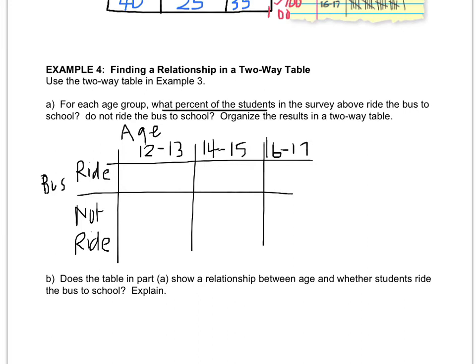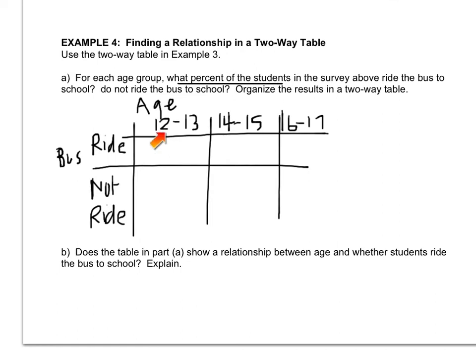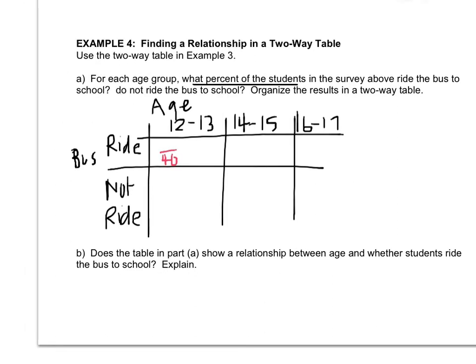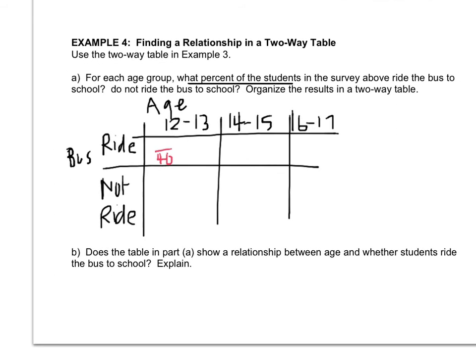What percent of the students in the survey ride the bus? So how many people are there that are 12 to 13 years old? There are 40 people. So out of those 40, how many people ride the bus? It's 24. So 24 out of 40 is what as a percent? It's 60%. So blue is really what they're looking for. The red is really my math work to get the answer. So out of those 40 people, then there are 16 people that don't ride the bus. So that's 40%.